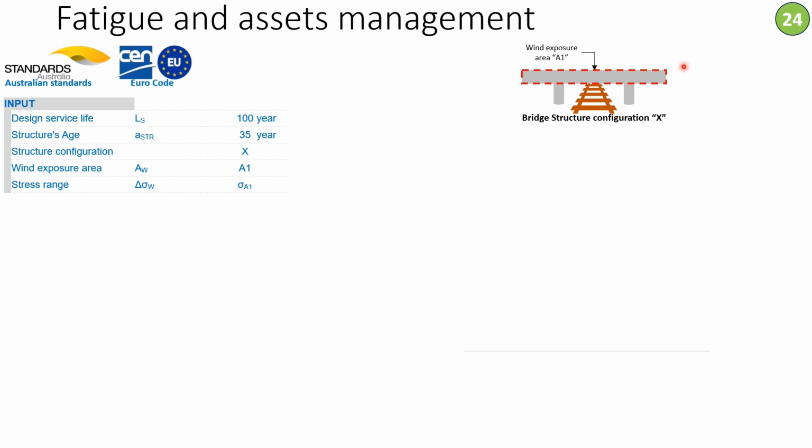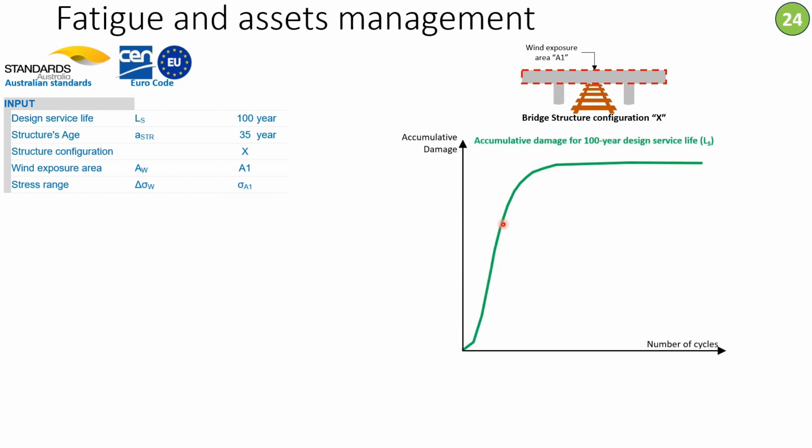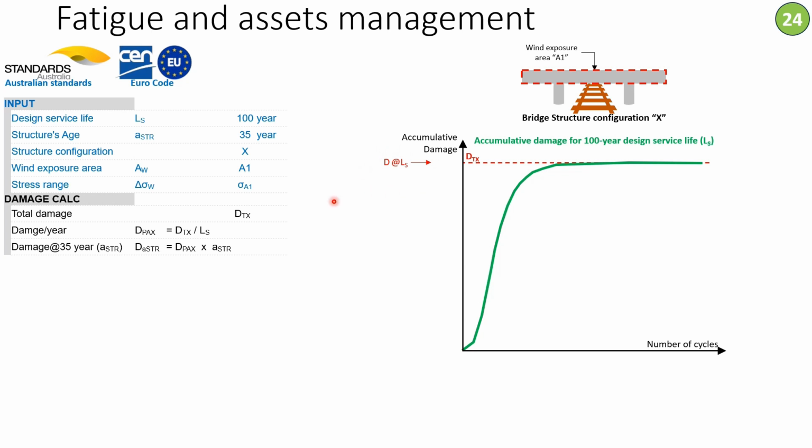This bridge configuration gives us wind exposure area 1, which enables us to calculate the wind pressures and the wind forces, and from there we can get the wind stresses to use for the fatigue check. As we learned before, we are able to plot the accumulative damage curve for 100 years service life for this configuration based on the calculated wind-induced stresses, and we can obtain two things from this curve. First is the total damage, and second is the incremental damage, which is damage per year, and it equals the total damage divided by the service life, which is 100 years.